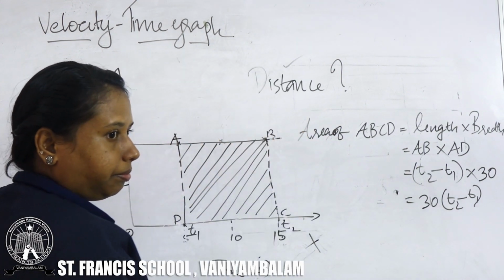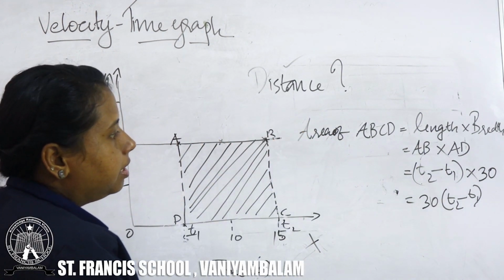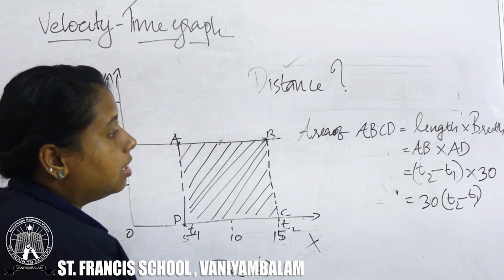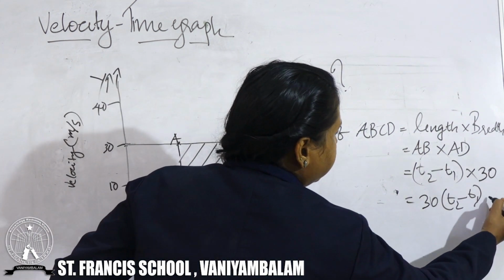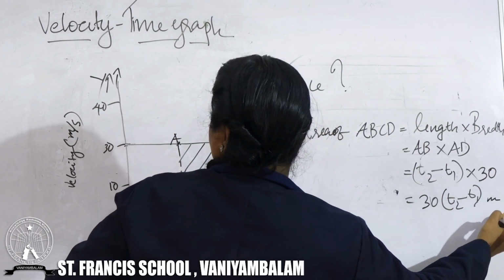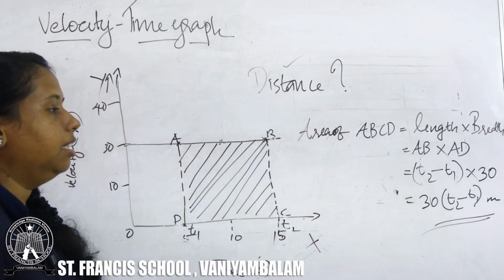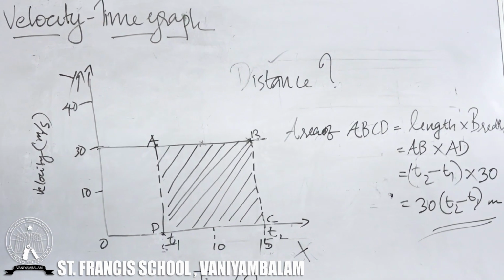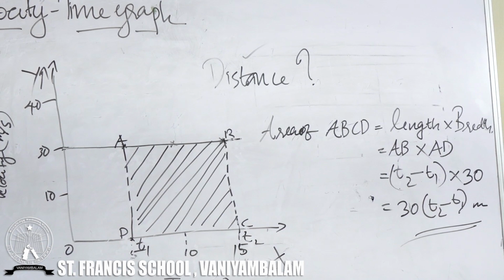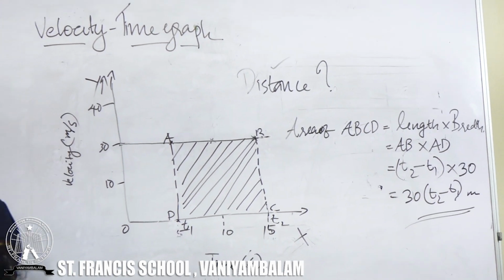Area of ABCD will give the distance. It will give the distance from the graph. So it is in meters. So this is the value of distance from this velocity time graph.